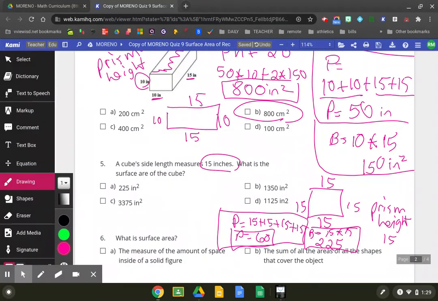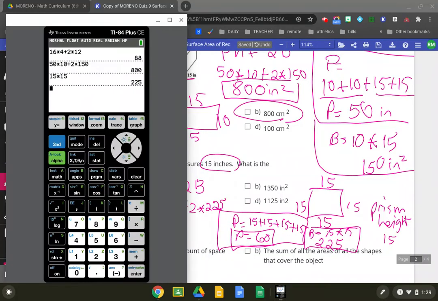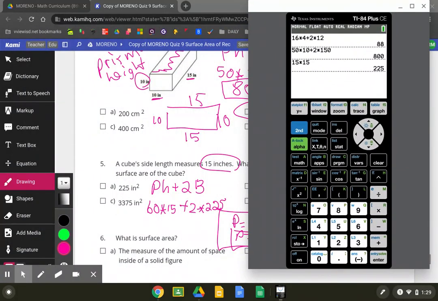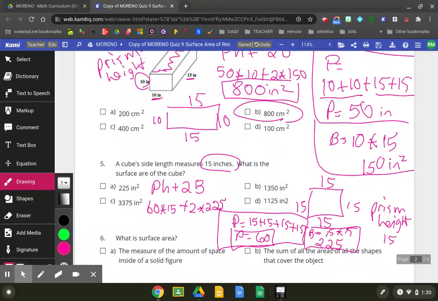So we're going to look for total surface area. We're going to go like this: 60 times 15, because prism height's 15, plus 2 times 225. Definitely going to use the calculator. So 60 times 15 plus 2 times 225 gives me 1170.